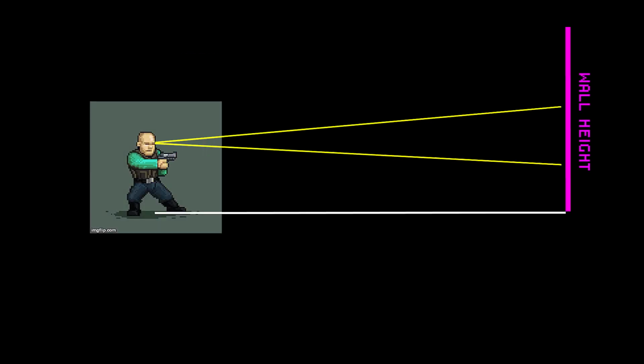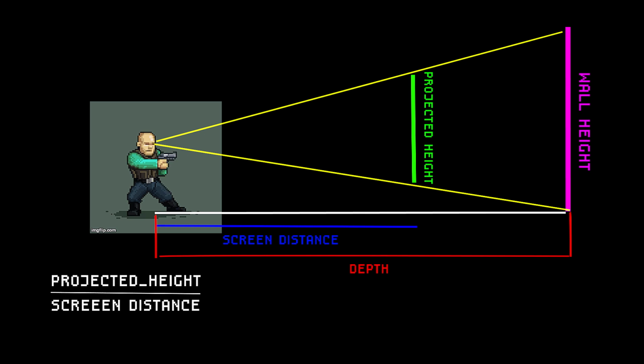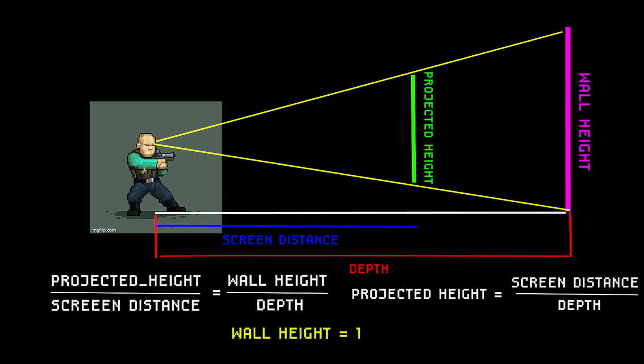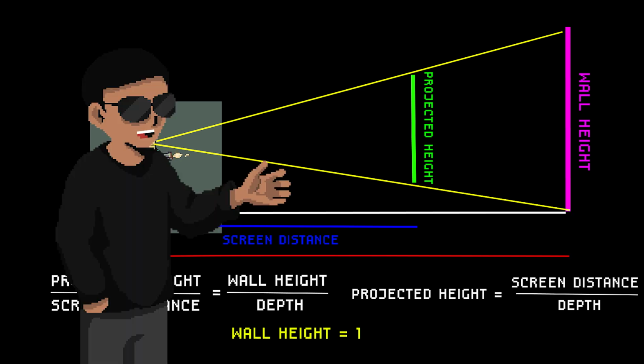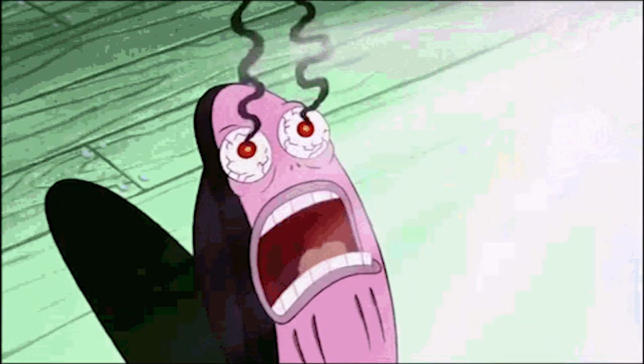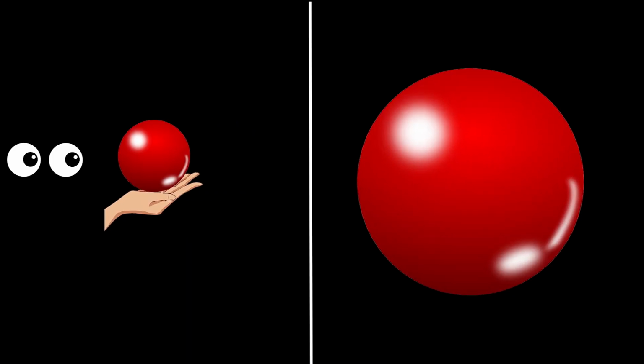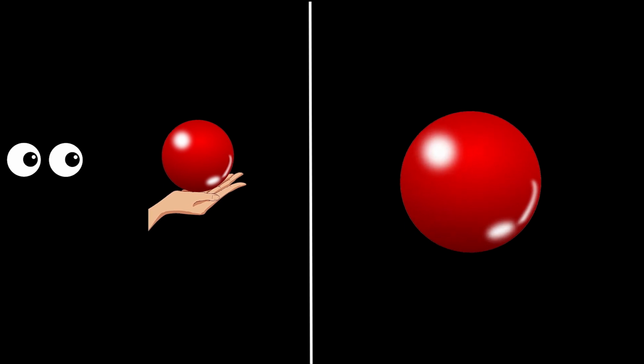Then for the height of the projection of the walls, its values and depth will be directly proportional to the projected height of the screen and its screen distance. And since our wall height is 1, the projected height will be equal to the screen distance divided by the depth of the wall. The general idea is pretty much the same as how we view objects in real life. The size of an object will increase or decrease in our field of view depending on its distance from us. The result looks something like this.